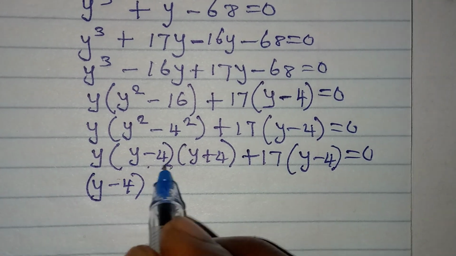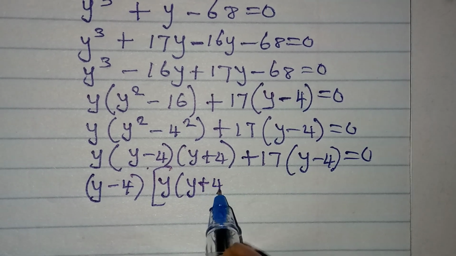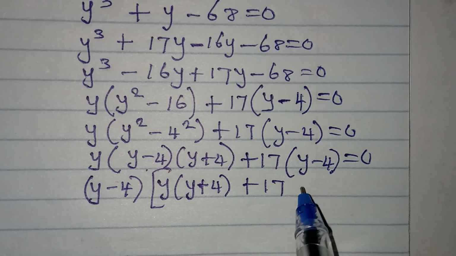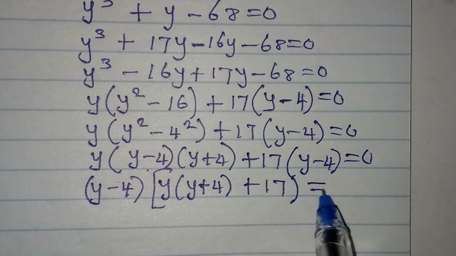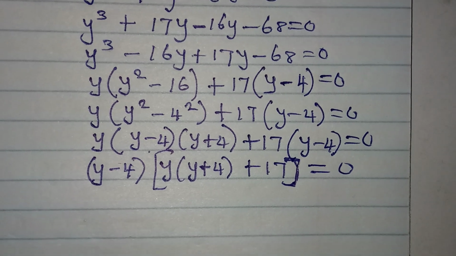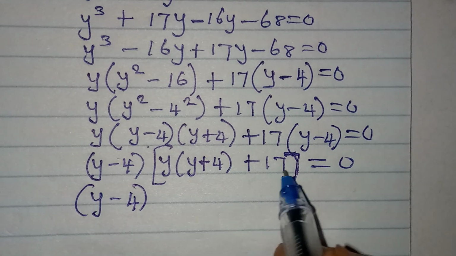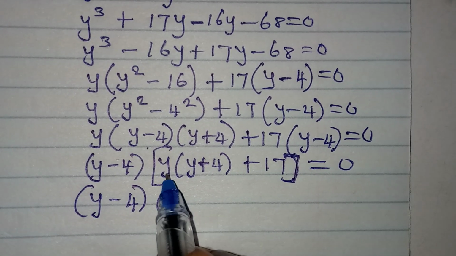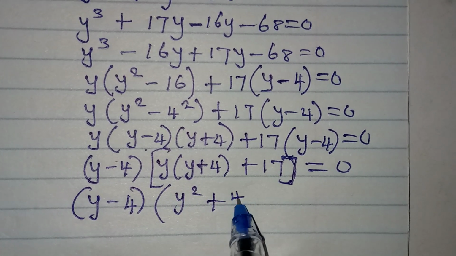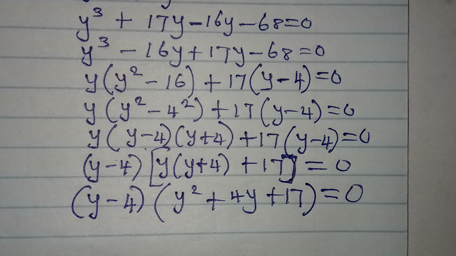Then here we have y into y plus 4. Okay, so this is what we have. Then we have plus 17, and then this will be equal to 0, right? Now let's open the brackets. y plus 4. Remember, it's only this one that I want to open, the one on the inside. So y times y will be y squared plus y times 4, that will be 4y. Then I have plus 17, which will be equal to 0.